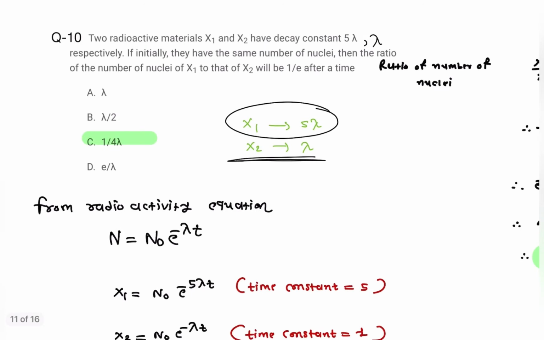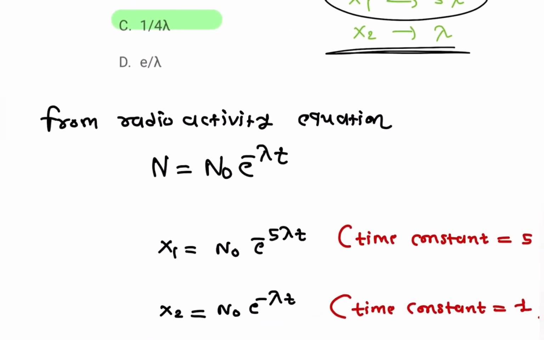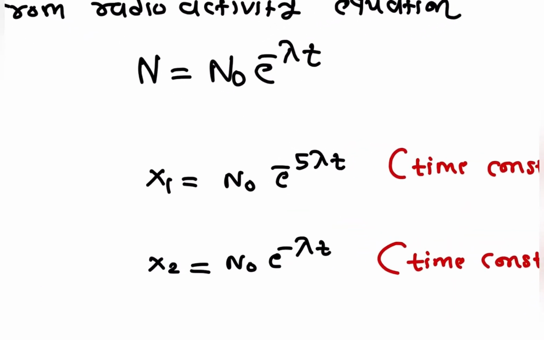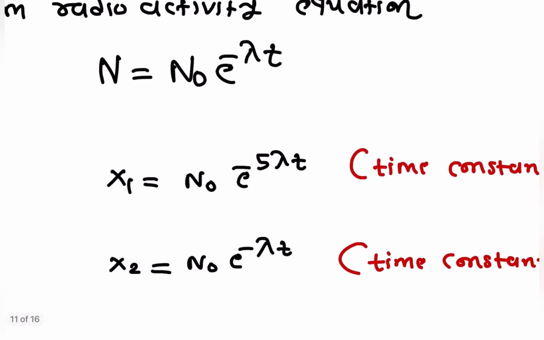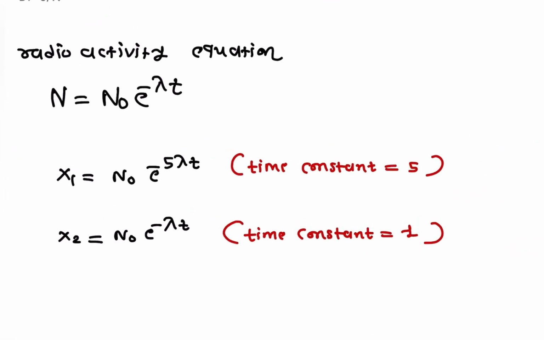Question number 10. The two radioactive materials X1 and X2 have the decay constants 5 lambda and lambda respectively. If initially they have the same number of nuclei, then the ratio of number of nuclei of X1 to that of X2 will be 1/e after time. So we have to find out the ratio of number of nuclei X1 to X2. From the radioactivity equation, N is equal to N naught e raised to minus lambda t, that is for X1 nucleus, X1 is equal to N naught e raised to minus 5 lambda t, because the decay constant for X1 nucleus is 5, and X2 is equal to N naught e raised to minus lambda t, the decay constant for X2 nucleus is 1.